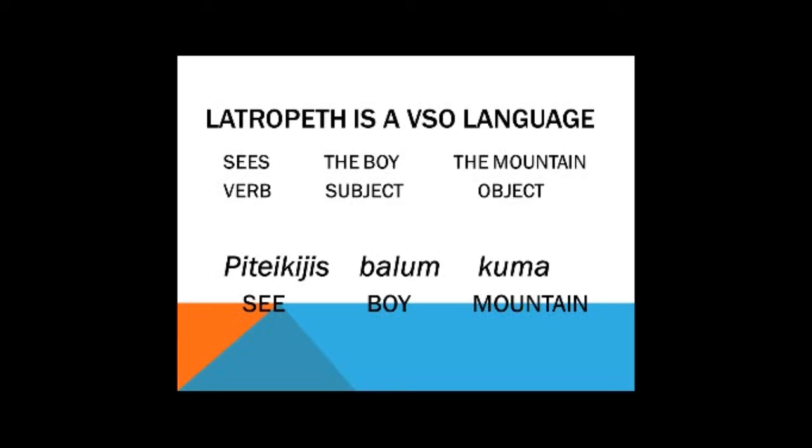Now let's look at the actual sentence in Latropeth. Pite yika yis balum kuma. The boy sees the mountain, literally, see boy mountain.